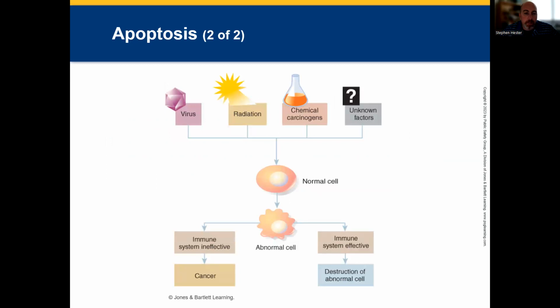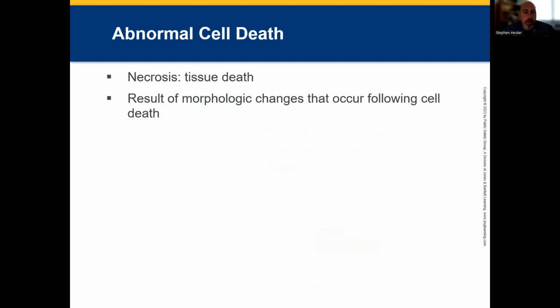Okay, so here are some different factors. You have the normal cell, then it becomes an abnormal cell and affects the immune system itself, and it can either cause cancer by mitosis or growth of it, or it becomes the destruction of the abnormal cell. So necrosis is tissue death, and that is a result of morphologic changes that occur following cell death.